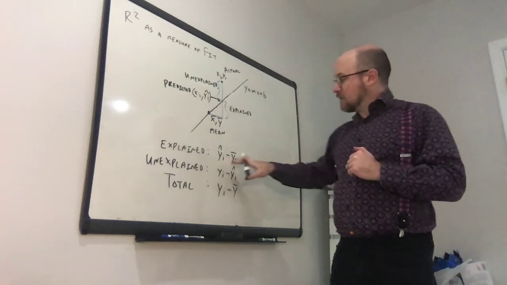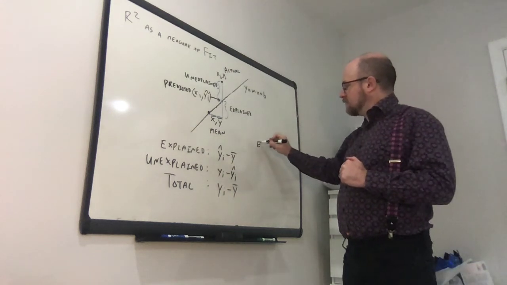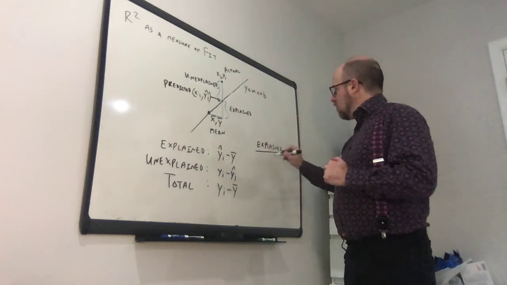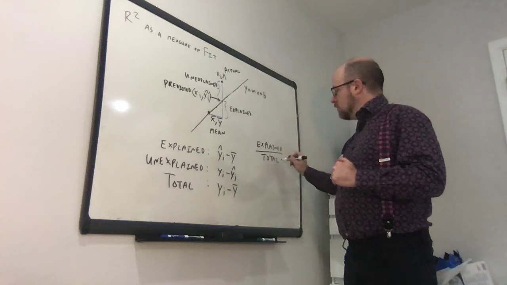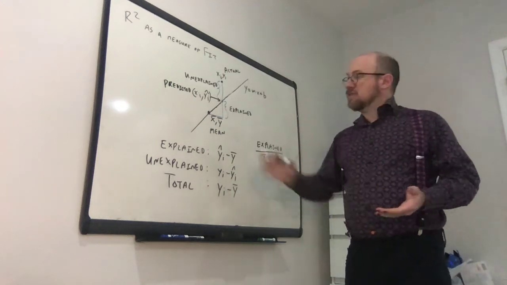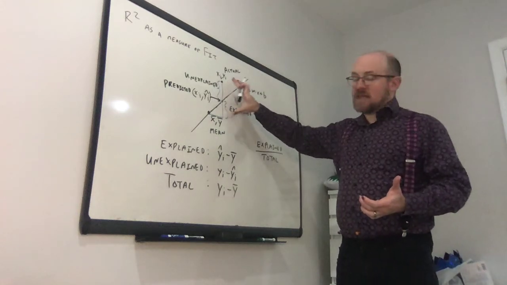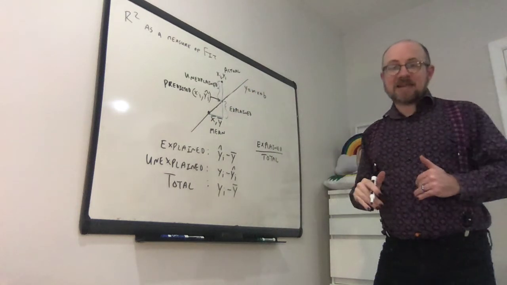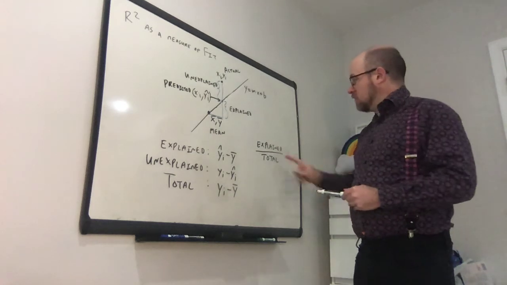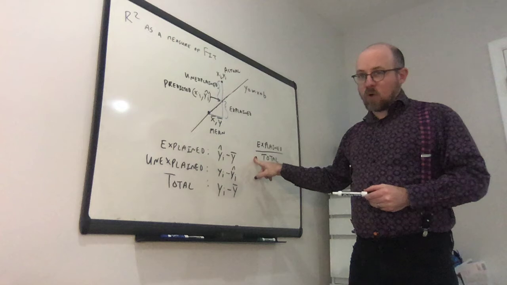Okay? And so what we'd like is for the explained over total fraction, this ratio, to be large. Most of the total distance from the mean to that point should be explained by the regression line. Okay? And this is the general principle. So r squared is going to basically be this quantity.